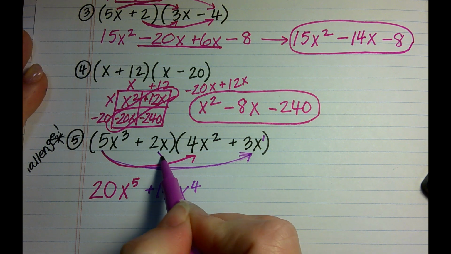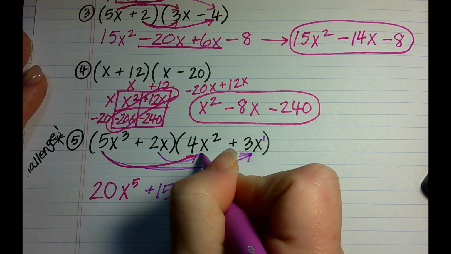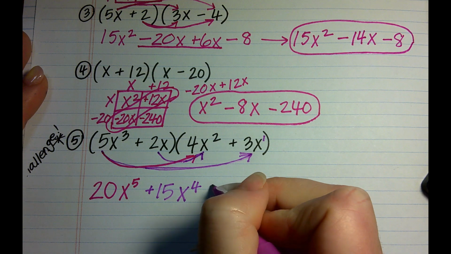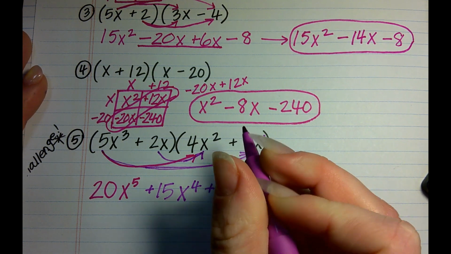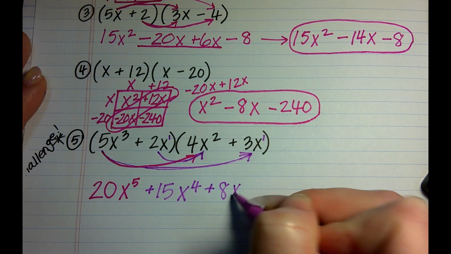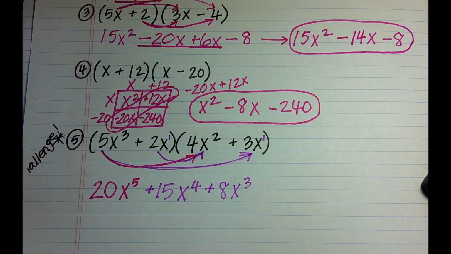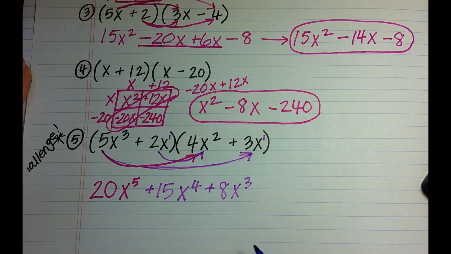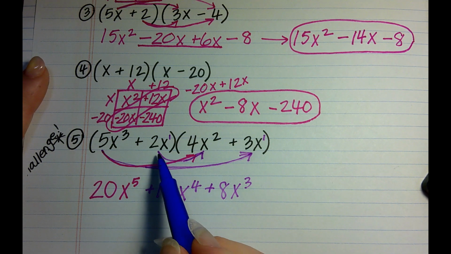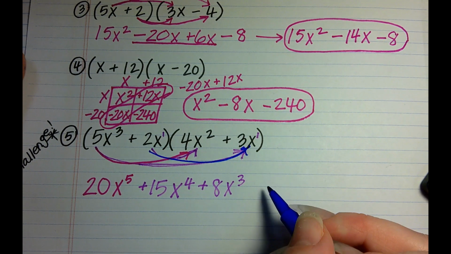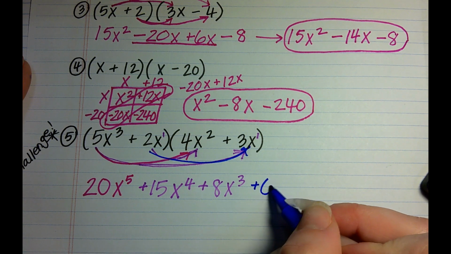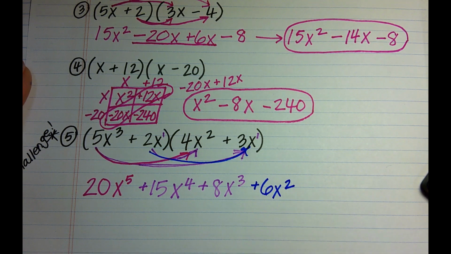2x times 4x squared. Good. 2x times 4x squared. What's 2 times 4? 8. And x times x squared is? X to the third power. Good. Okay, so we've got that. And last but not least, what do we do next? 2x times 3x. 2x times 3x, which is? 6x squared. Good. 6x squared.